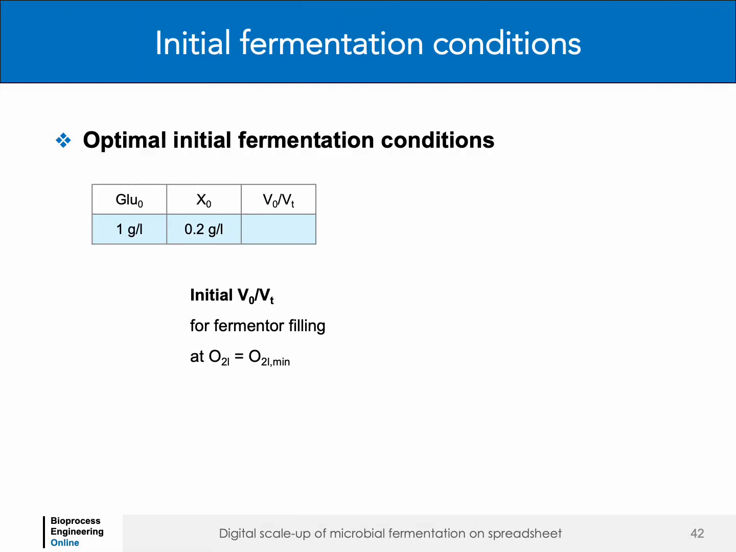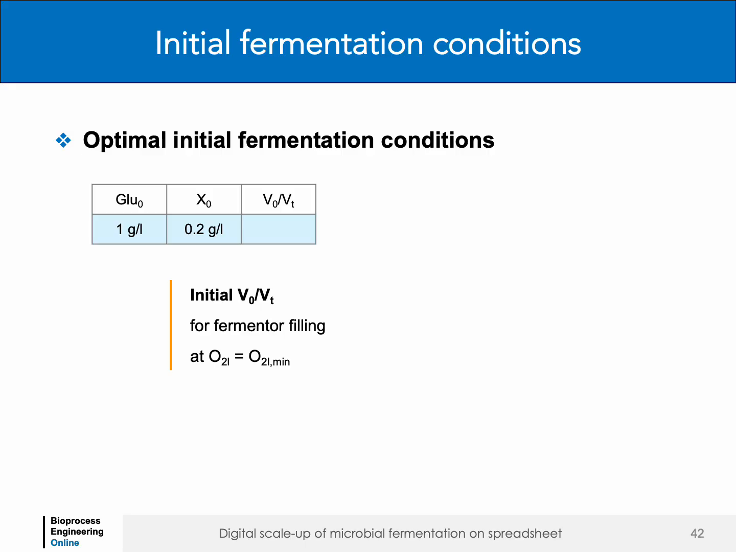With respect to the initial fermentation conditions, the initial glucose and biomass concentrations are relatively insensitive operating variables. To maintain a short initial batch phase, they are set at 1 gram per liter for GLU0 and 0.2 grams per liter for X0. In contrast, the initial medium volume fraction V0 over Vt strongly influences the fermenter filling time and, consequently, the duration of the fed batch phase.